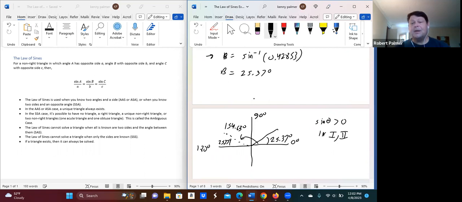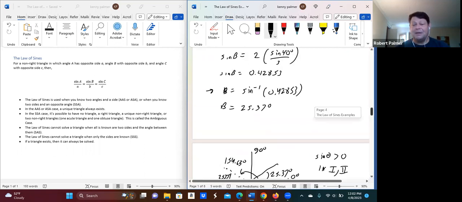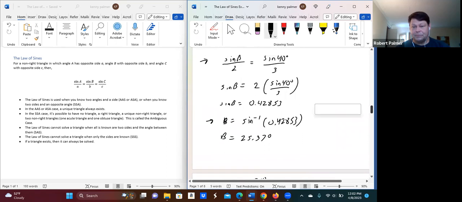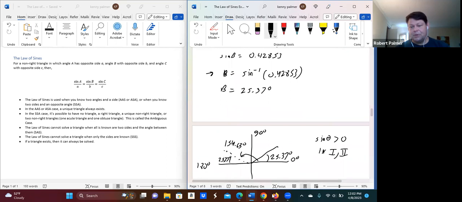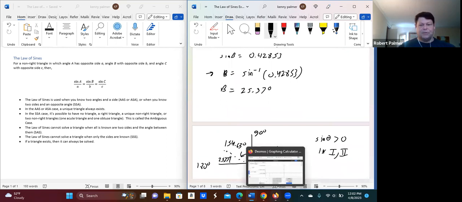And so another possibility is 154.63 degrees. Both of these will give us sine beta is equal to that. If you want to check that, we can do that. So let's go to Desmos really quickly. Let me just write these down, 25.37 and 154.63 approximately. Let's go back to Desmos and I'll show you what I mean.